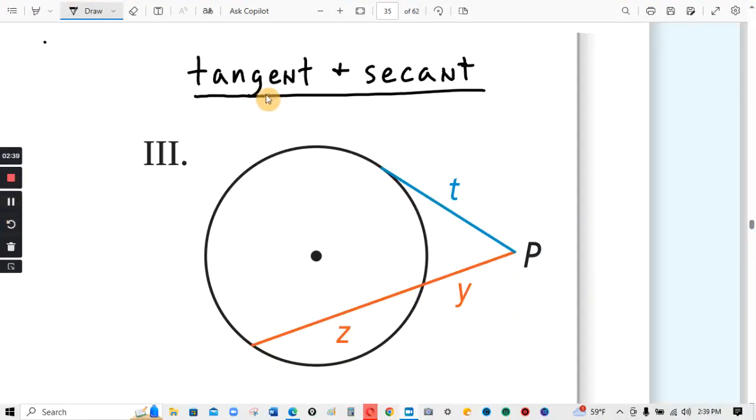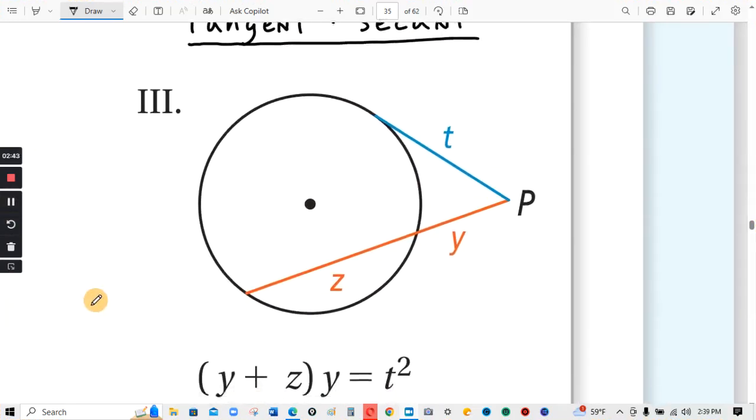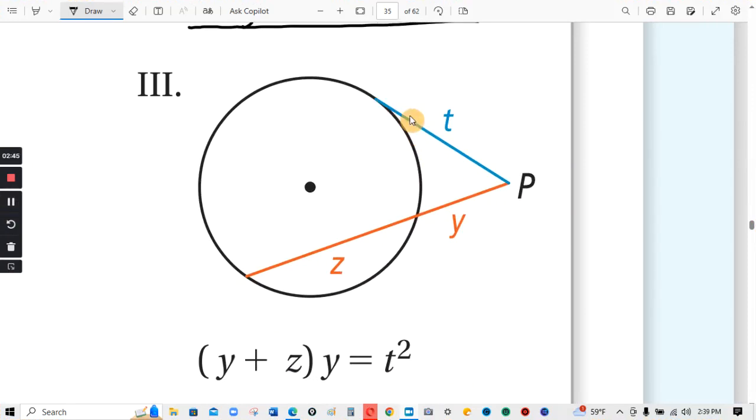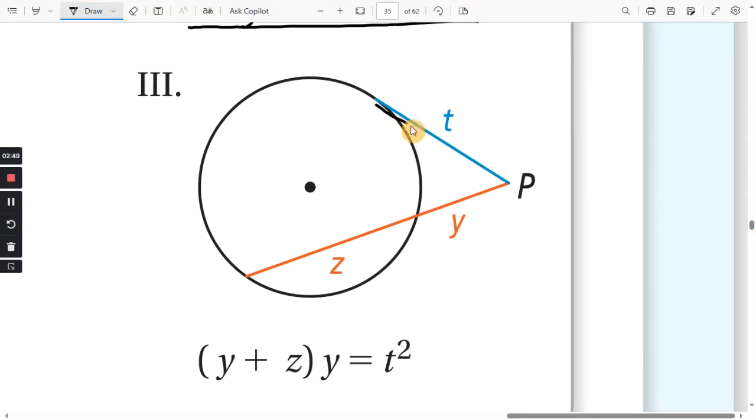Case number 3, a tangent and a secant. So for the tangent segment right here, you take the tangent segment T and you multiply it by itself. So that's just T times T, which is T squared. Okay, and that's right there.